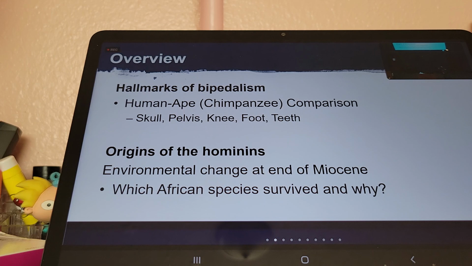We'll do that comparison. In particular, we are going to look at the skull. We're going to look at the pelvis. We're going to look at the knee. We're going to look at the femur and the knee. And we're going to look at the foot. And we're going to look at teeth. Okay? We're going to look at the distinct differences, the things that are associated, either directly necessary for bipedal locomotion or associated with bipedal locomotion.